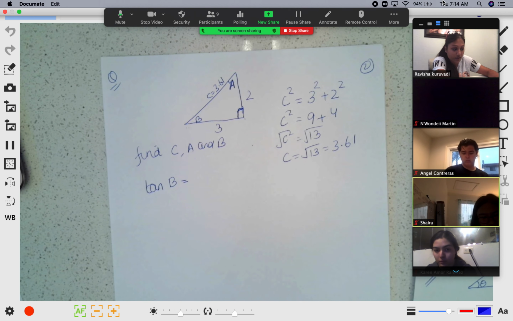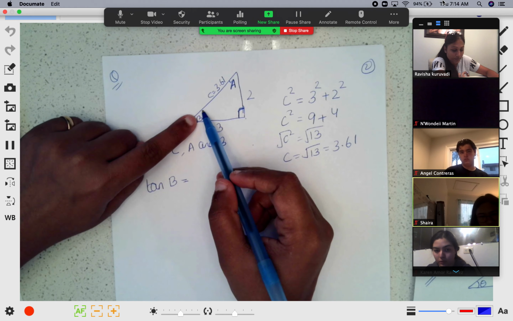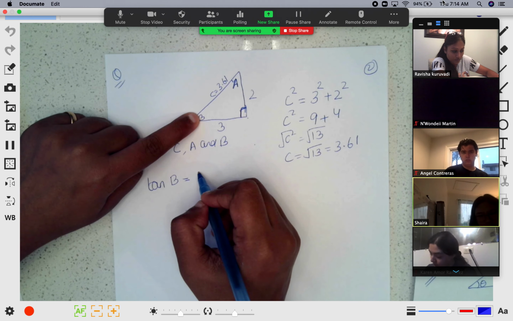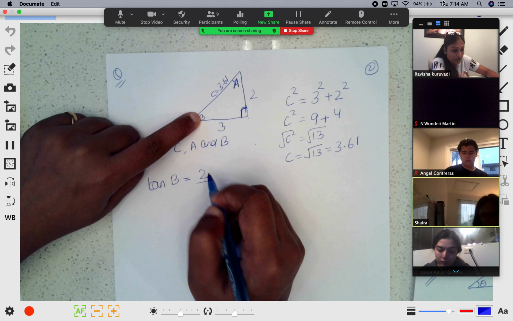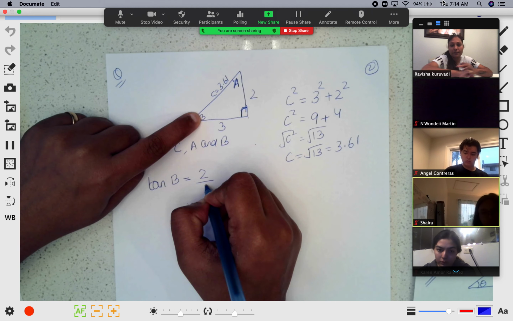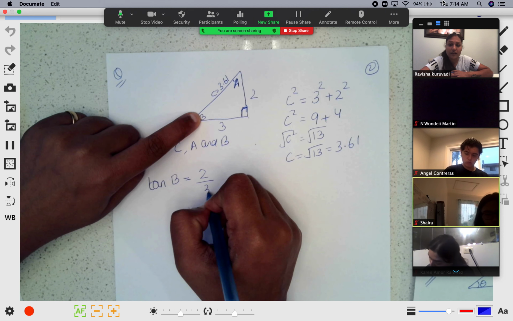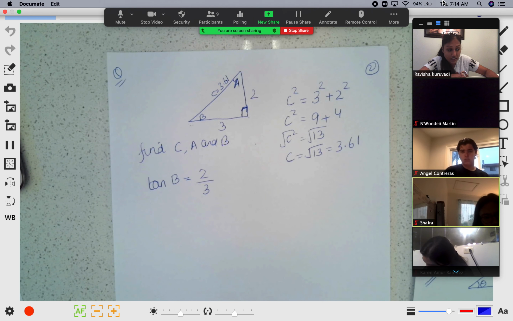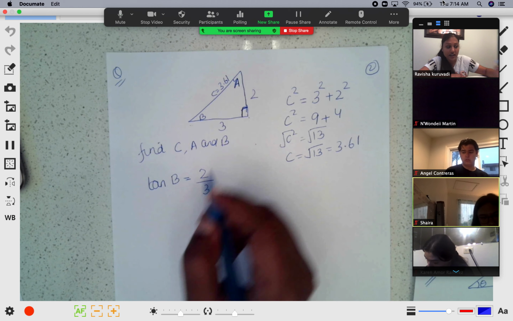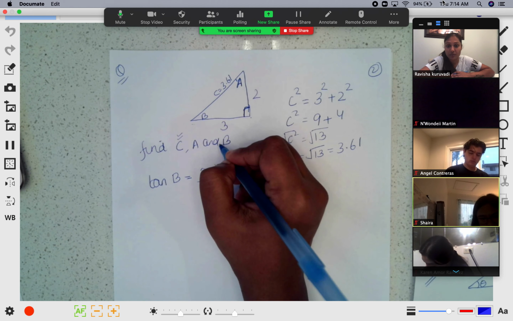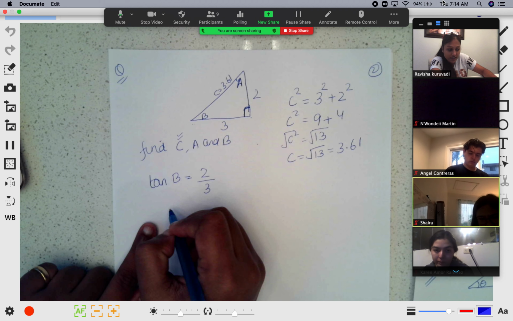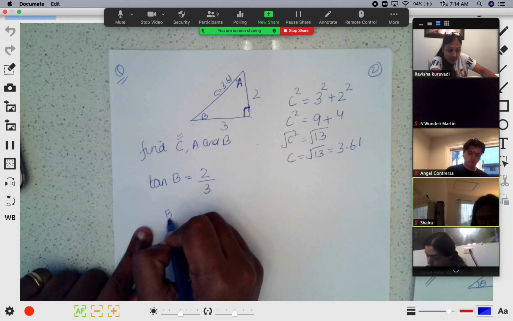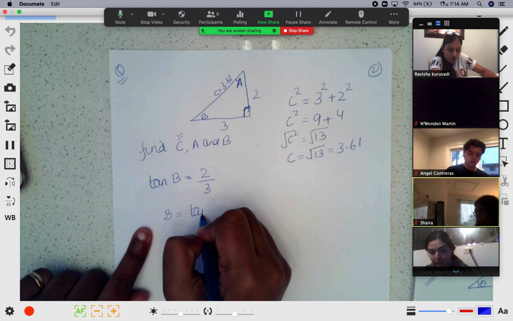Tangent B will be equal to what? The opposite to B is what? 2. 2 over what's the adjacent one? 3. 3, right? Okay. Now if I have to find the value of B, I need to find the value of B also. Note I found the value of C. I can find the value of B using this formula. How do you find it is, take tangent inverse on the other side. It becomes B is equal to tangent inverse of 2 over 3.